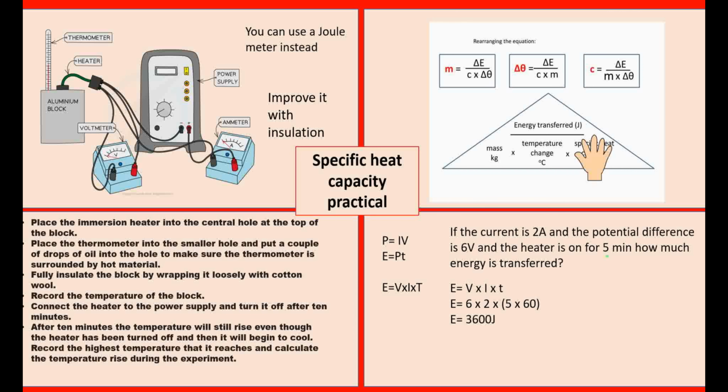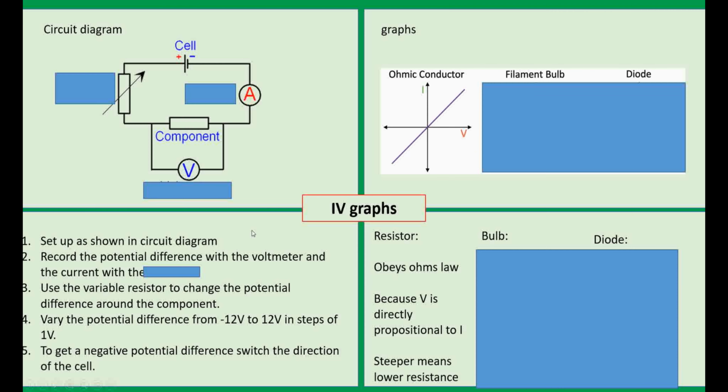Our next required practical is on IV graphs. Okay, so I've got a circuit diagram. I've got 3 components that haven't been labelled properly. I need to try and label those. What does the graph look like from a filament bulb, from a diode? What's the shape of those graphs? Okay, record the potential difference with the voltmeter and the current with the ammeter.